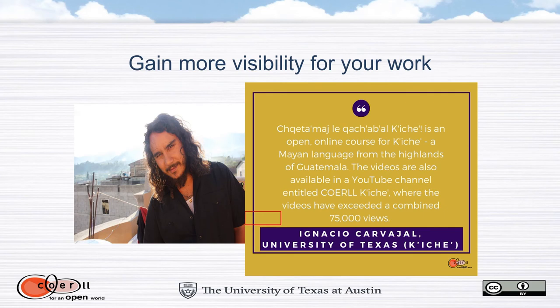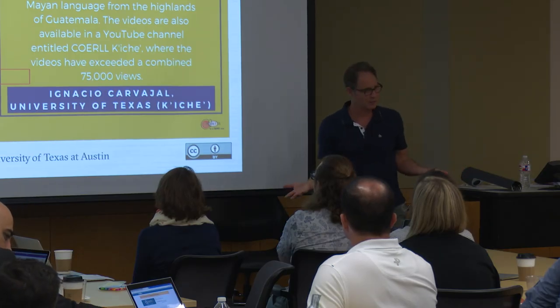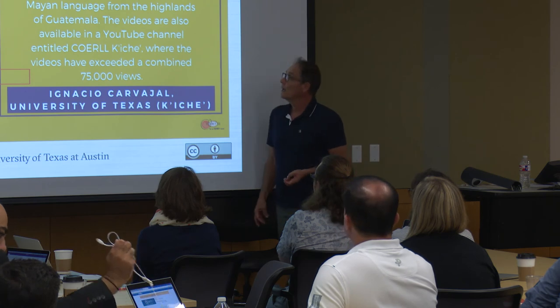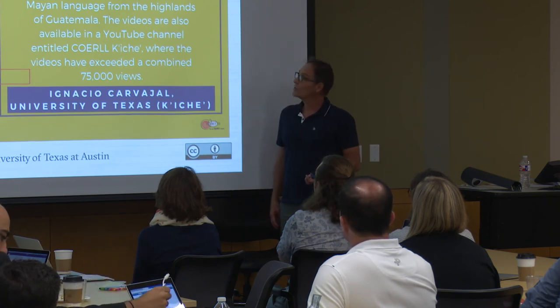All right, so another benefit, of course, is you can gain more visibility for your work, across the whole world. This is a graduate student who we worked with, and a professor, Sergio Romero, and this is Ignacio. We know him as Nacho. Nacho is a student in religious studies and Latin American studies, and he works in Guatemala. And they finished a course last year. Quiche is a small indigenous language spoken in Guatemala by about 1 million people. Publishing companies don't care about Quiche. They will never make money on Quiche. But it's an important language for Central America.